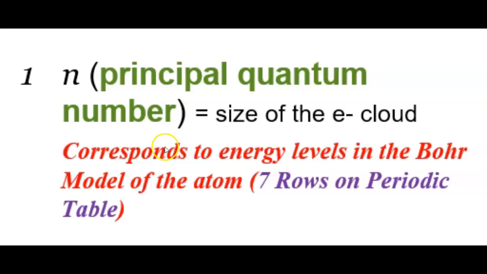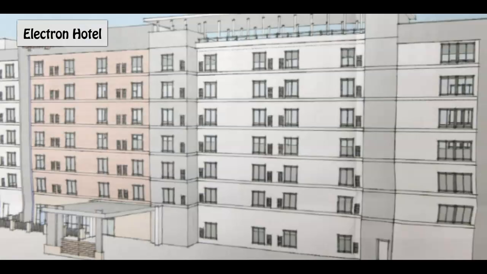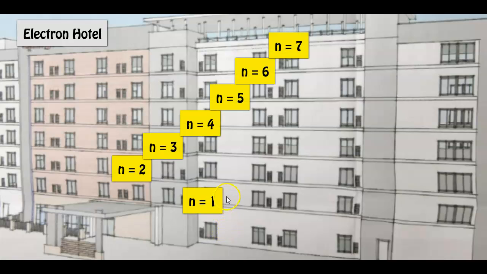Quantum number 1 is called the principal quantum number. It's designated by the letter N, and it corresponds to the size of the electron cloud in the atom. And it also corresponds to the energy levels in the Bohr model of the atom, which are the 7 rows on the periodic table. There are 7 floors in the Electron Hotel, each representing energy levels. N equals 1, N equals 2, 3, 4, 5, 6, 7, corresponding to the rows on the periodic table.